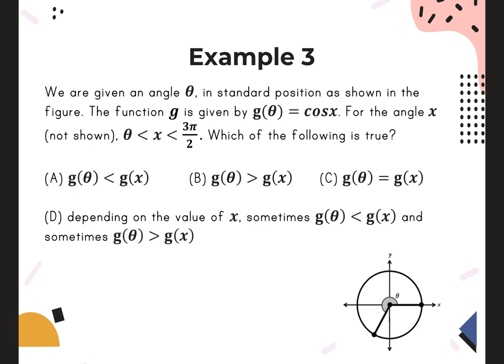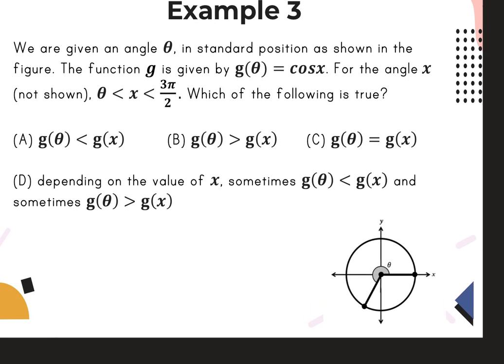Then it speaks AP, right? We are given an angle theta in standard position as shown in the figure. The function g is given by g of theta equals the cosine of x. For the angle x not shown, theta is less than x, which is less than 3 pi over 2. Which of the following is true? And you're comparing the g of theta and the g of x.